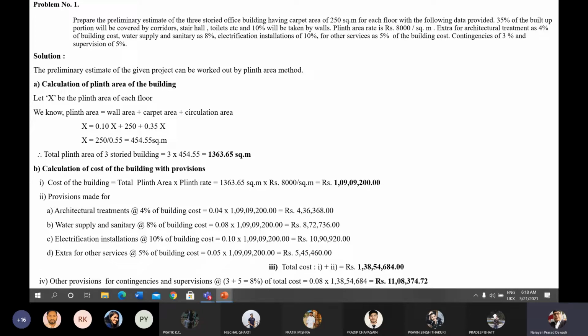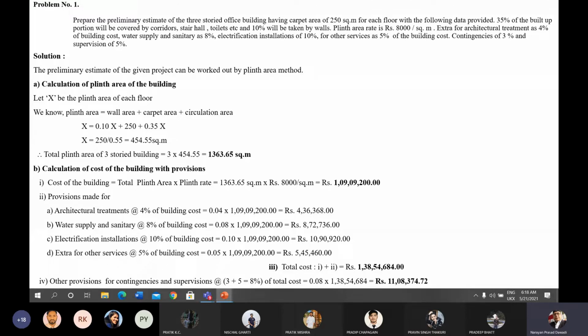Because the carpet area of each floor is given, we are calculating the plinth area of each floor. The total building is of 3 stories, and the assumption is that the other stories also have the same plinth area. That's why we have the 3 stories. So the total plinth area of the 3-story building will be 3 times 454.55, which gives the value of 1363.65 square meter. This is the calculation of plinth area.